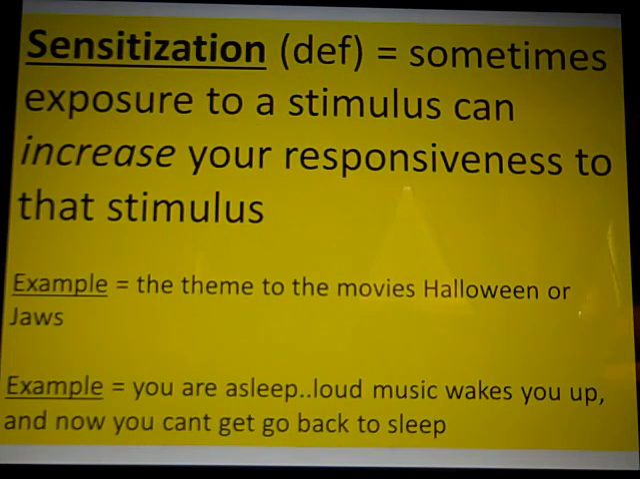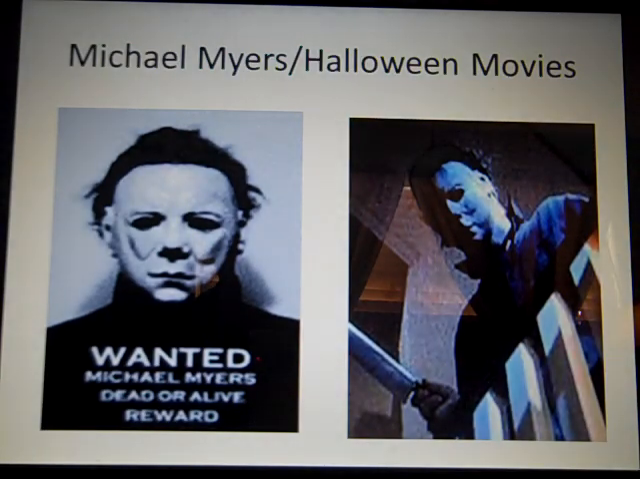Another example might be, this might be a better example, if you're asleep, you may have the TV on, there may be loud music outside, you're not really paying attention to it, but it becomes louder very quickly, and it wakes you up. And you're like, whoa, what is that? And now that you're listening to it, you can hear the music outside or the TV in the next room. It's hard to get back to sleep because now you're tuned into it. You're overly responsive to that stimulus. So those are some examples of sensitization. And if you don't know who Michael Myers is from the Halloween movies, well, there's a couple of images of him.